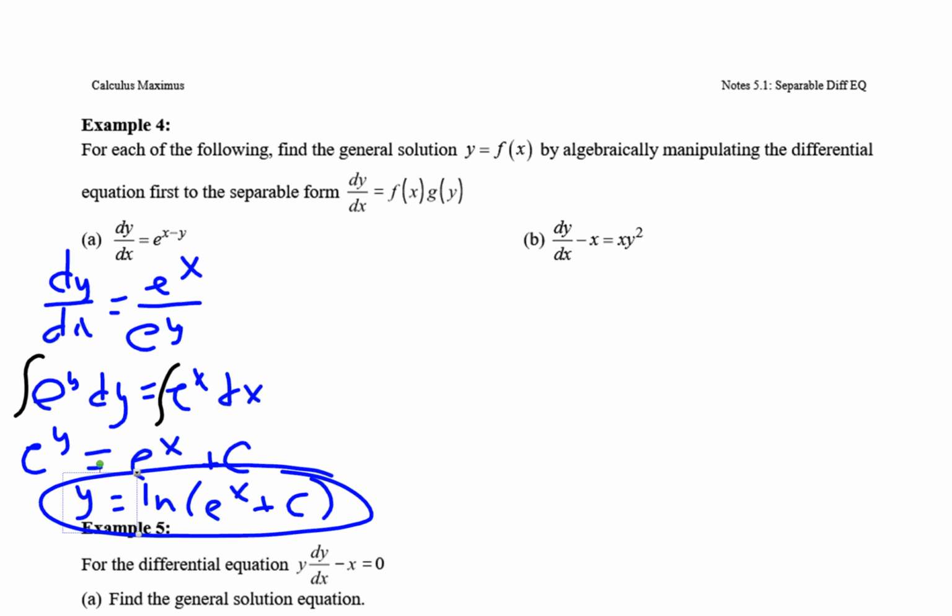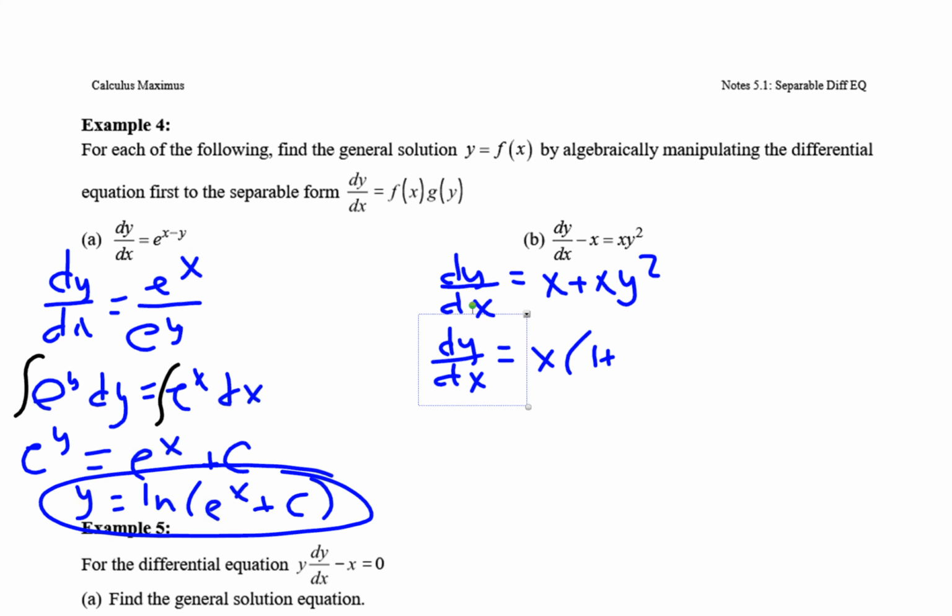So what can we do with this next one? Well, let's try moving some things around. If dy dx, let's move the x to the other side: x plus xy squared. Can we separate it? Not yet. Let's see what we can do. We can factor. We can make that 1 plus y squared. Now I have x's and y's separate. So I can write this as 1 over 1 plus y squared dy, oh, I forgot the dy, equals x dx. Now that I've separated the variables, I can go ahead and integrate.